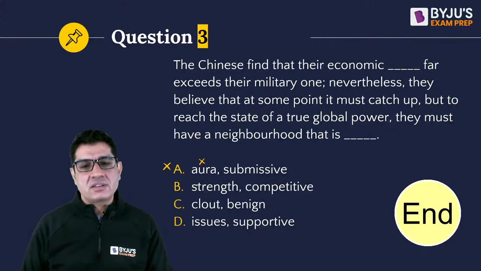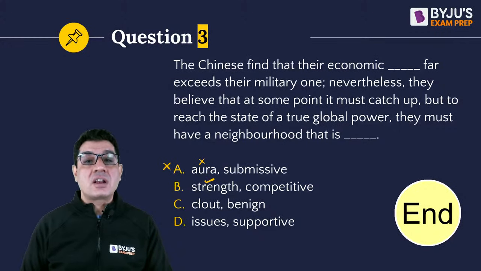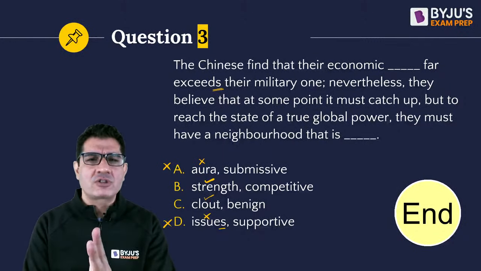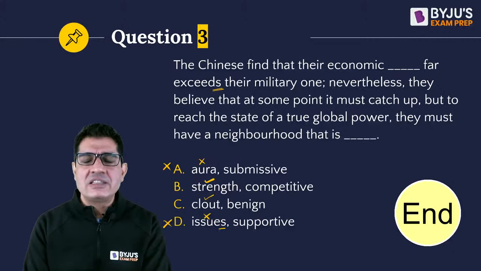Economic strength, that works. Economic clout, yes, that works as well. Economic issues will not go in grammatically. You notice the verb subsequently is exceeds, singular. So you cannot have a plural noun here. So option D is also ruled out. So I know that it has to be just by the first blank. My answer has to be either B or C.